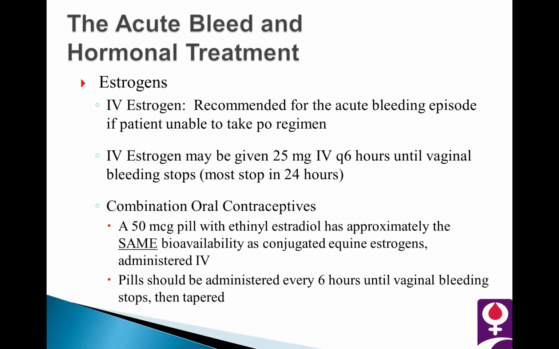So how do we use estrogens in the acute setting? Well, if we're using an IV form, obviously if a patient cannot take an oral form, we can use an IV conjugated estrogen, 25 milligrams every 6 hours until the bleeding stops. In the majority of cases, the bleeding will stop in 24 hours. Alternatively, if your adolescent patient is able to tolerate an oral regimen, a 50 microgram pill with ethinyl estradiol has approximately the same bioavailability as a conjugated estrogen administered in IV form. The pills should also be administered every 6 hours until the bleeding stops, and then these pills can be tapered off.